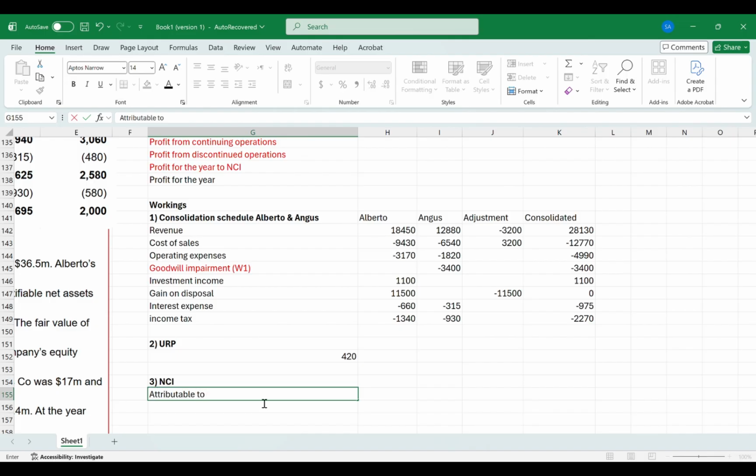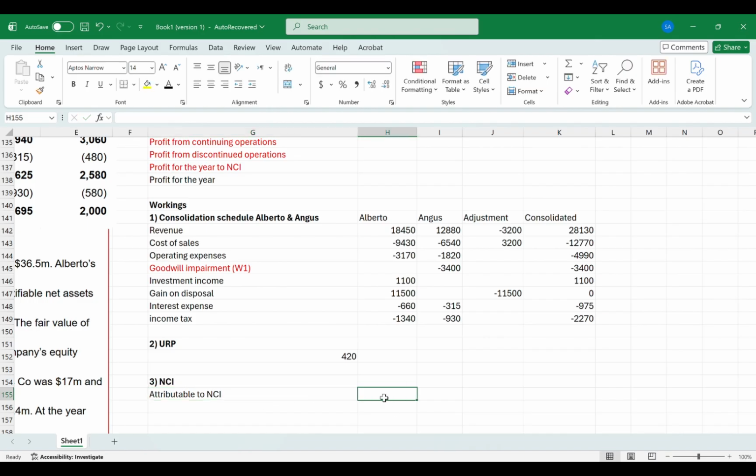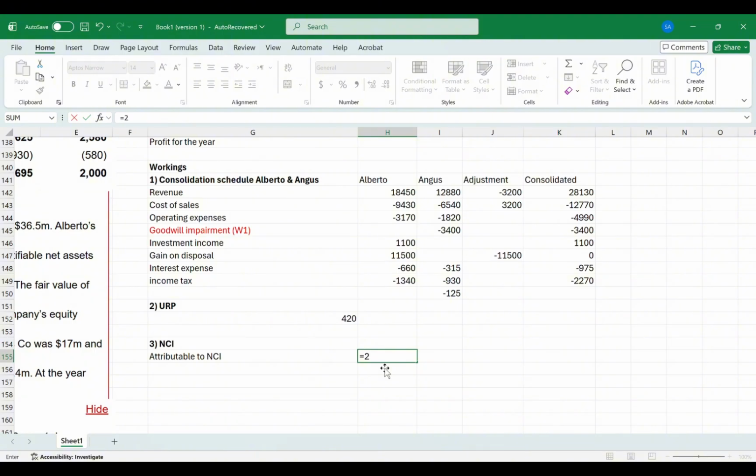Attributable to NCI. So just take the sum function and get the profit. Just take the total. It's 125,000. If you see, this 125,000 is a loss. It's minus 125. So when you're taking, it is 20% of that, since you have acquired 80% of Angus. It's 125 minus 125,000. Sorry, it's already in thousands, so this figure minus 25.